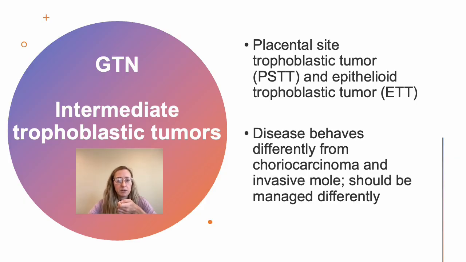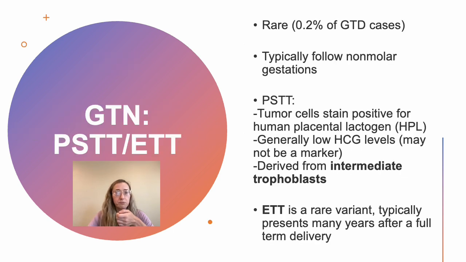And last but not least, we're going to just briefly touch on these intermediate trophoblastic tumors, placental and epithelioid trophoblastic tumors. They behave very differently from choriocarcinomas and invasive moles. They're managed differently. They're not chemosensitive. These are very rare. They do typically follow a non-molar gestation. The placental site trophoblastic tumors, they stain positive for human placental lactogen. So sometimes that can be an identifying marker.